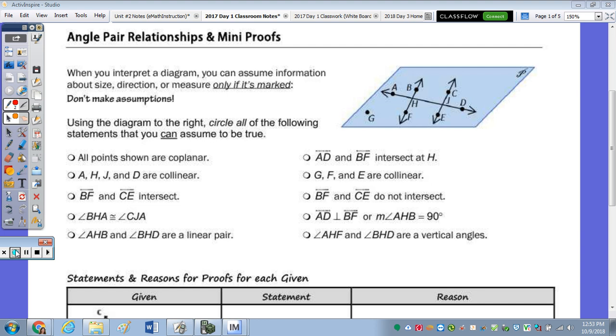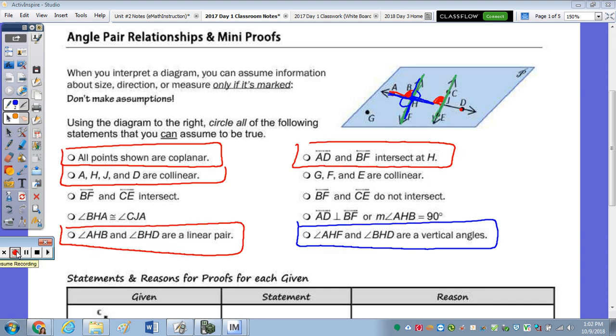Using the diagram that's to the right, so that plane that's given, plane P, we're going to circle all of the following statements that you can assume to be true. So if you're watching the video, pause it and go ahead and circle all of those statements that you can assume to be true, and then press play for the answer.